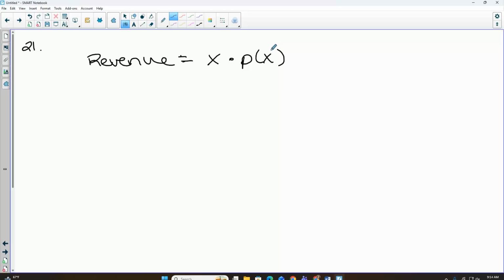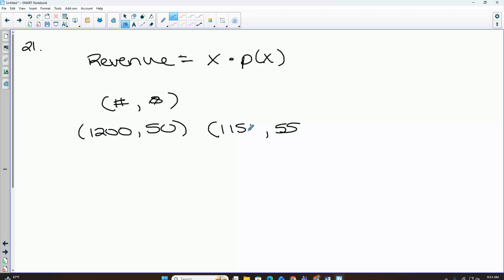So if I'm charging $10 a ticket and I sell 5 tickets, then I bring in $50. So X here has to be the number of tickets. If I'm writing the equation for price, the Y value has to be the price of those tickets. So what would my first ordered pair be? And the second one? Right. Because if she raises the price $5, so the price has gone up to $55, we sell 50 fewer tickets, so 1,200 minus 50 is 1,150.